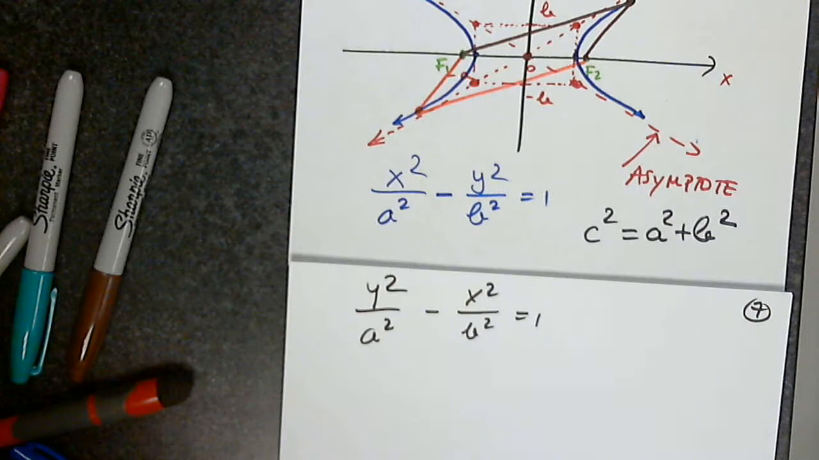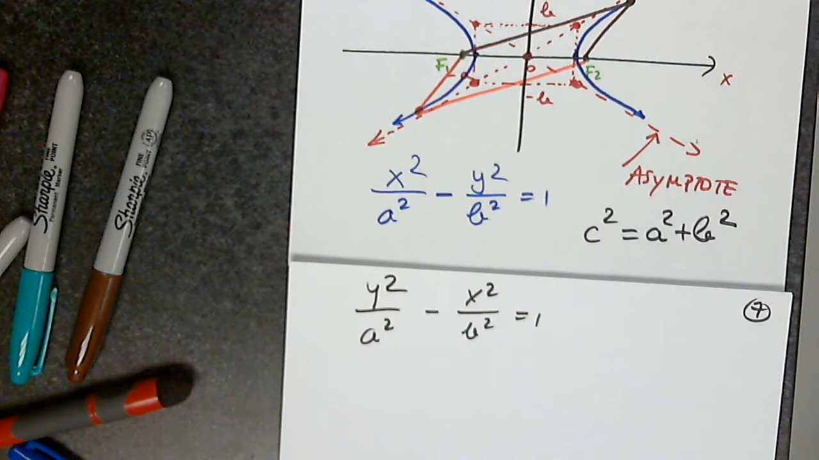Let's look at a few examples. Of course, that is called the central box. That is used to graph a hyperbola. On page 748, find the vertices, foci, and asymptotes of the hyperbola and sketch its graph, 9 through 20.